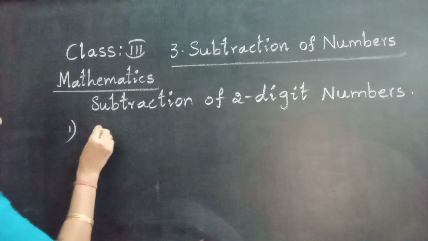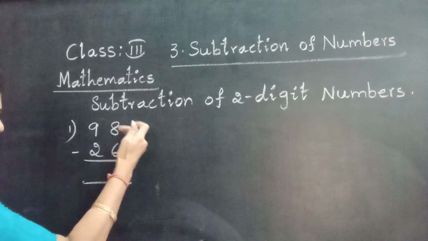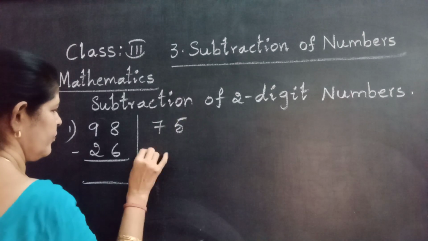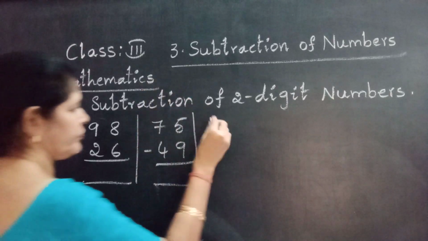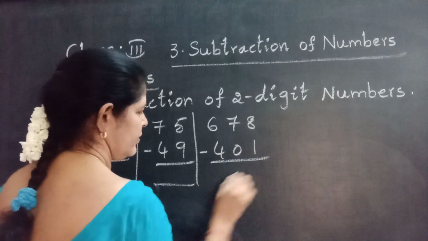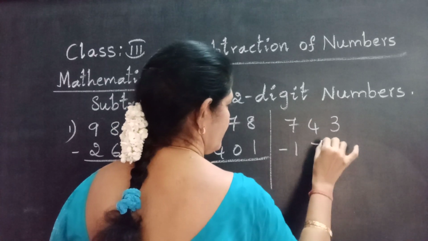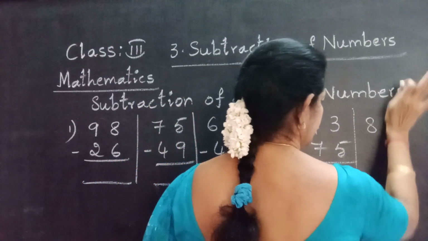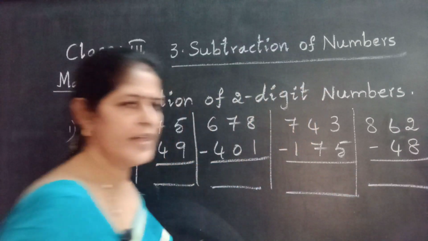Let us see the examples. 98 minus 26, 2-digit number from 2-digit number. 75 minus 49, we take away 2-digit number from 2-digit number. 678 minus 401. Next, 743 minus 175. Next one, 862 minus 48.